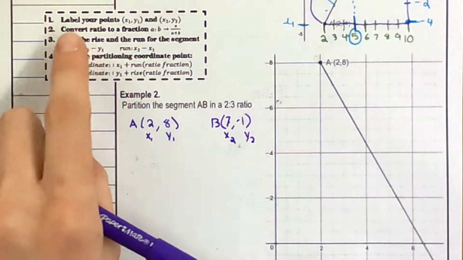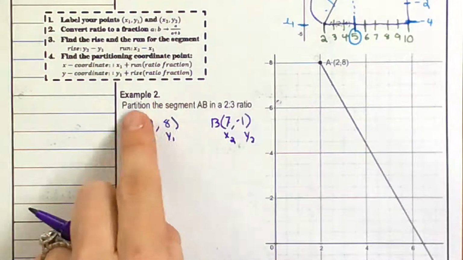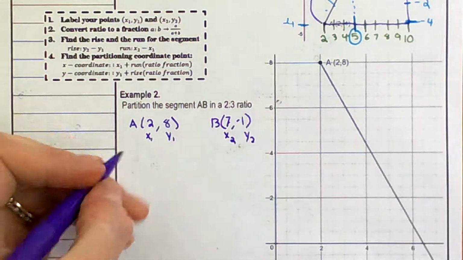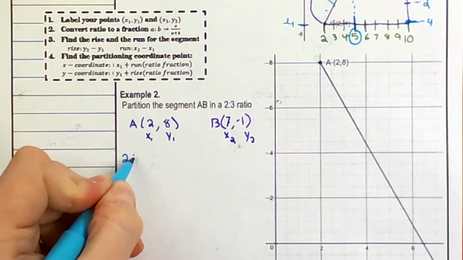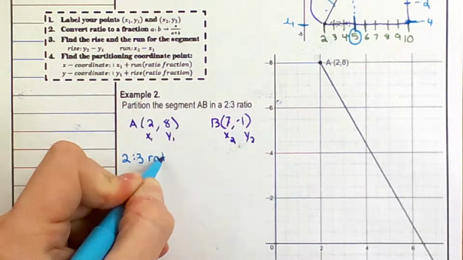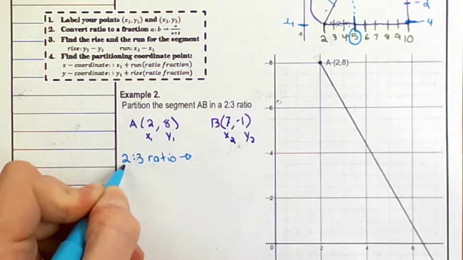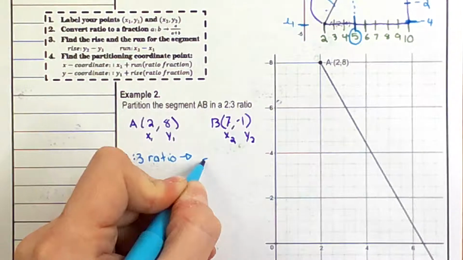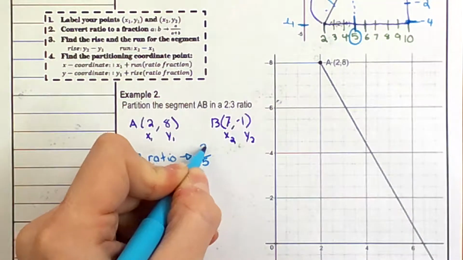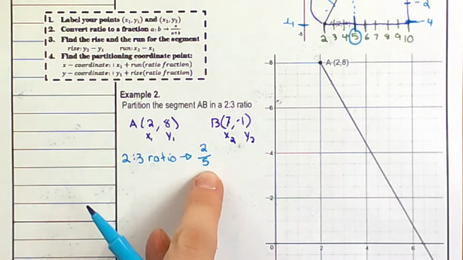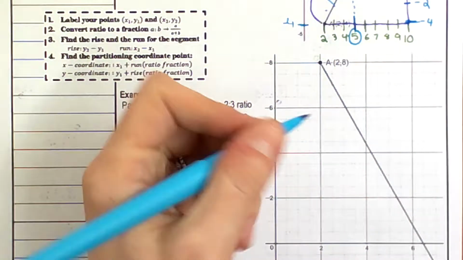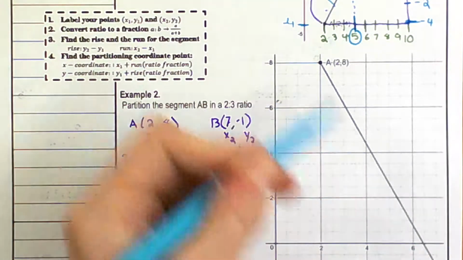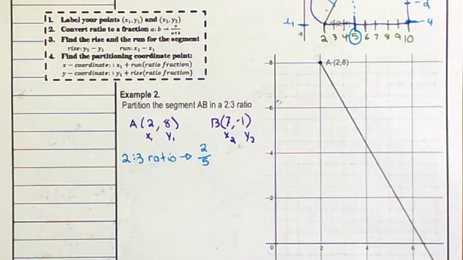The next thing we're going to do is convert the ratio to a fraction. So the ratio we're going to do on this one is a 2 to 3 ratio. With my 2 to 3 ratio, we're going to add these two numbers together. 2 plus 3 is 5. So we want a 2/5 fraction over here. So from A to B, we're going to break this up into 5 chunks, and we're going to go 2 of them over to find our magic point.